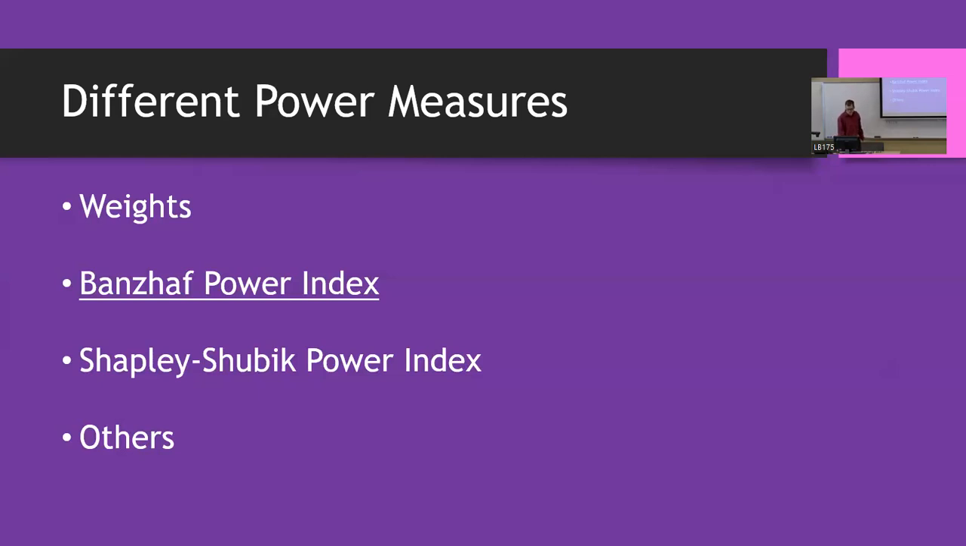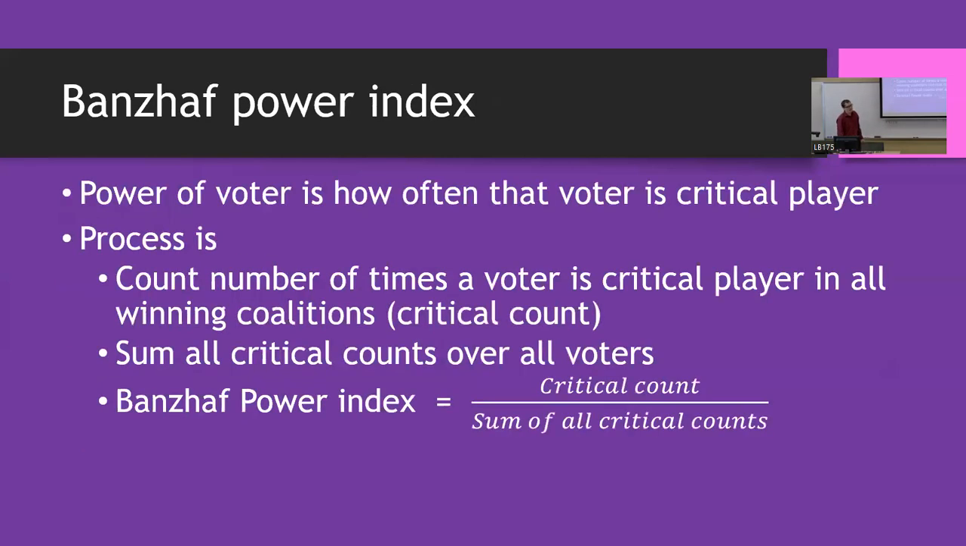And the Banzhaf Power Index is the only one we're going to look at. Here's how it works. We're going to list out all the winning coalitions, and then we're going to see how often a voter is a critical player in all of those winning coalitions. And if they're a critical player 50 times, then we say that their critical count is 50. That makes sense?